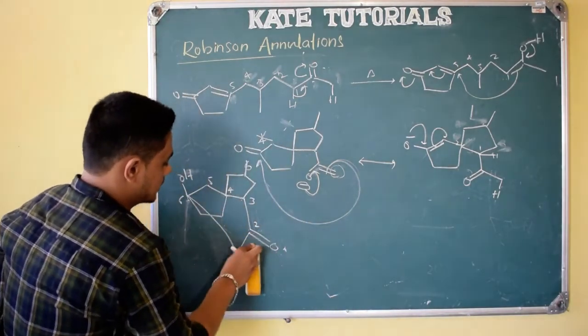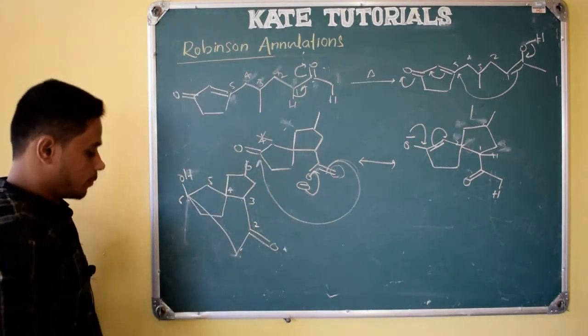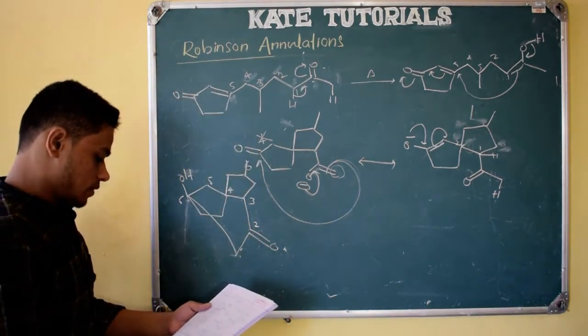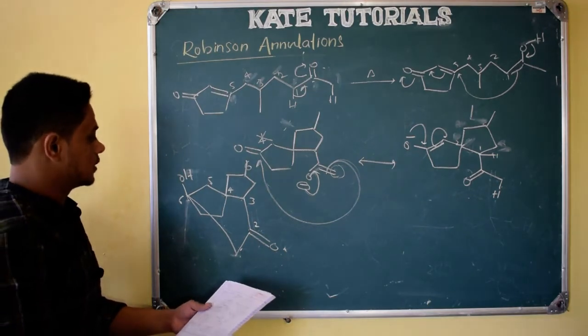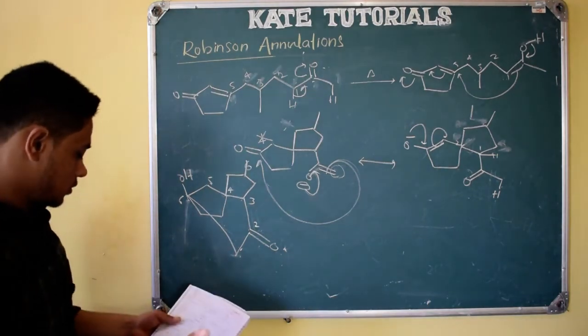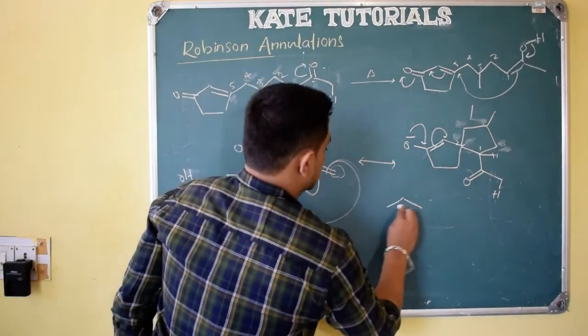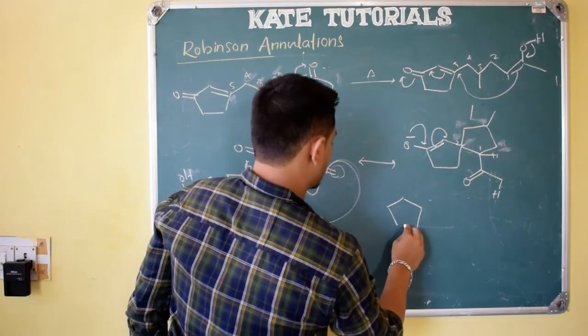Otherwise I need to write these things. 5-membered ring, I hope you got it. No need to get confused. One of these is a 6-membered ring. No need to be confused, right? Like this. E1cB reaction, as I told.